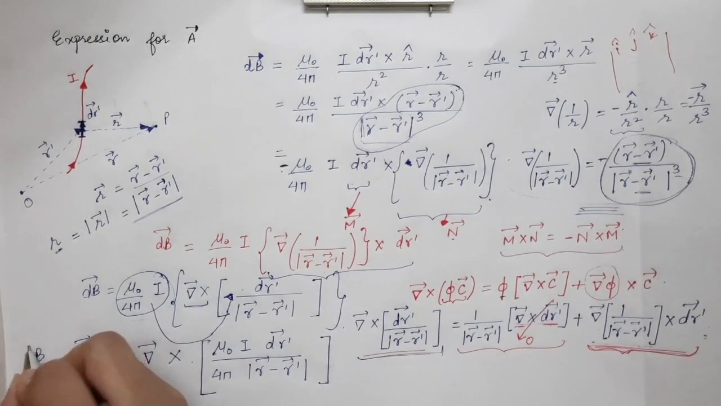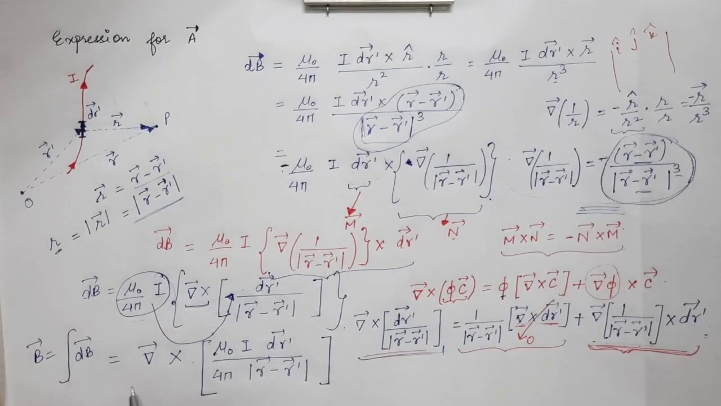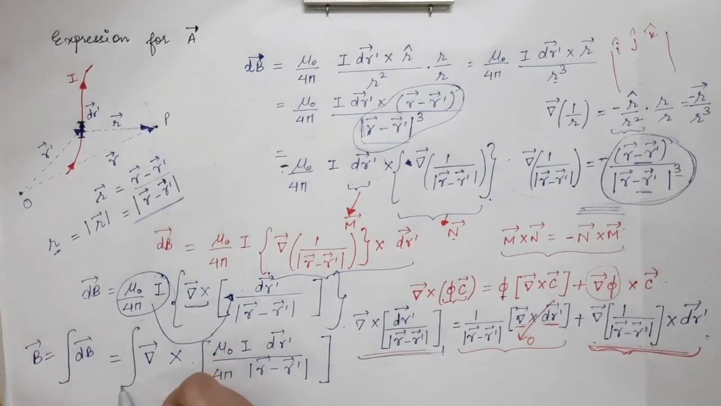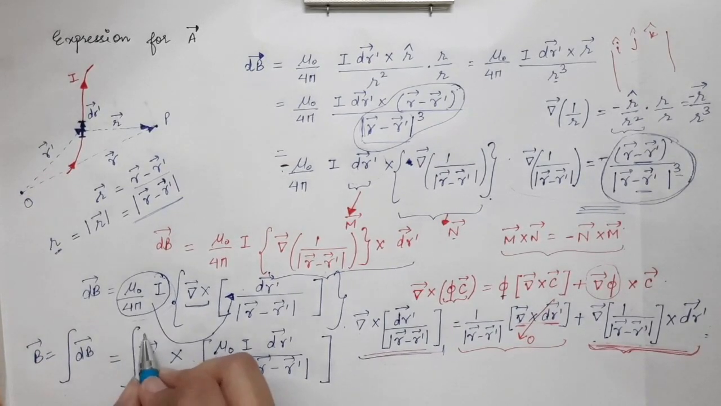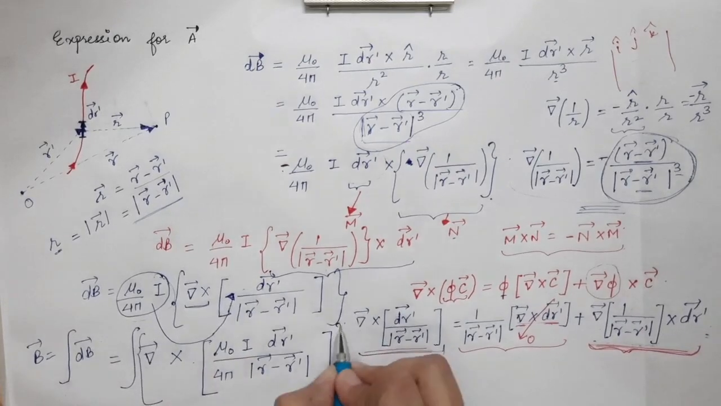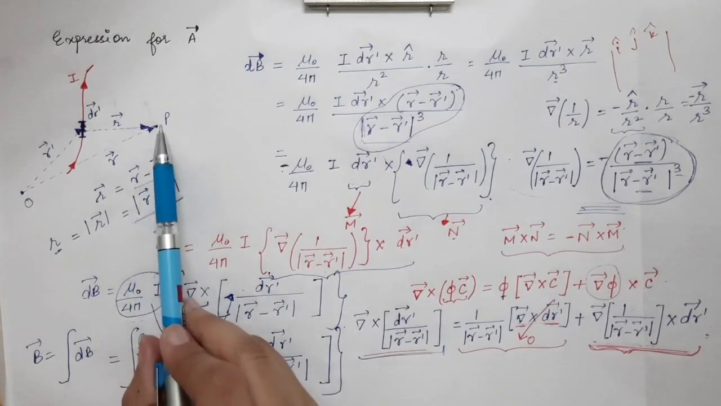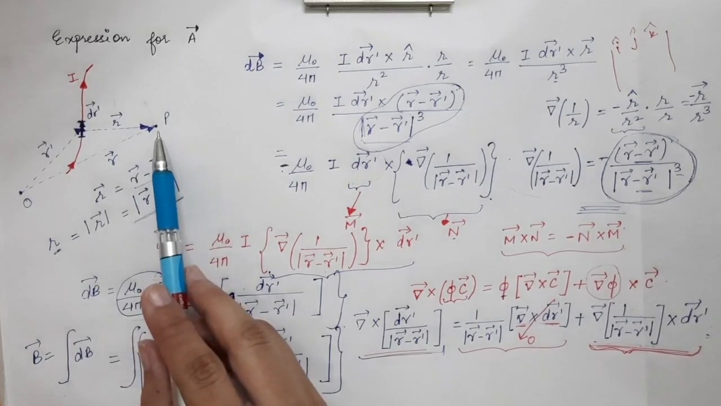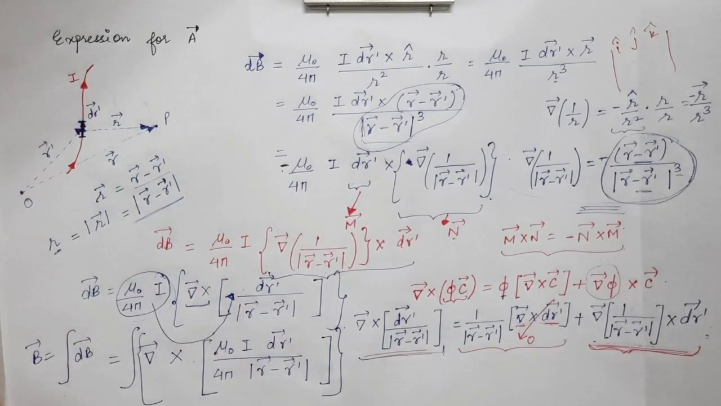So the total magnetic field will be equal to integration of dB vector, which will in turn be equal to integration of the right-hand side. So inside the integral I will have this whole expression. This integration of this whole expression will give me the total magnetic field at this observation point due to the whole line current distribution.